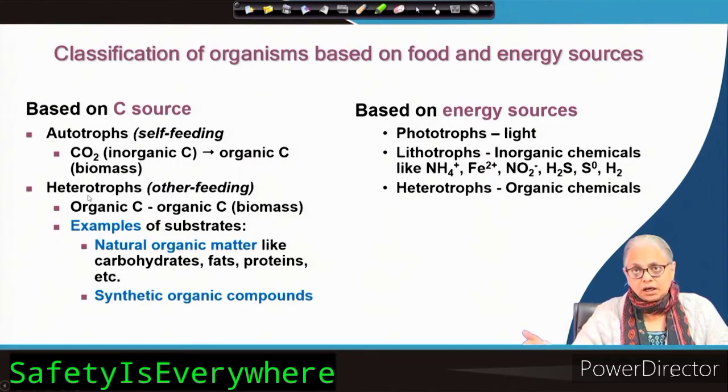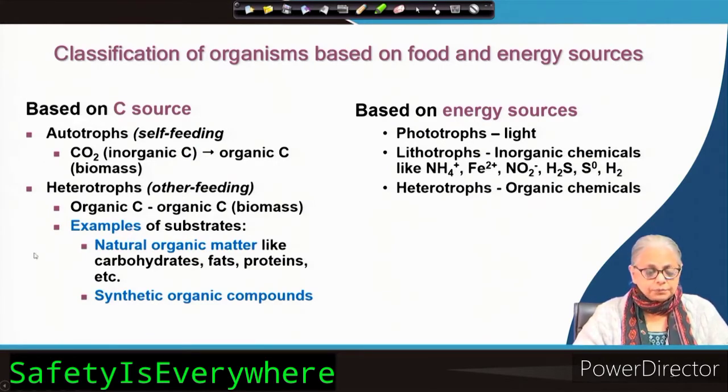Heterotrophs, which are feeding on other organisms, are therefore, in contrast to autotrophs, they utilize organic carbon that has been generated either by autotrophs or by other heterotrophs. For example, we are heterotrophs, but we feed on organic matter that has been created either by autotrophs or by heterotrophs. So organic carbon is then converted, we ingest food, we convert it to new biomass. So all heterotrophs, including human beings, are capable of taking organic carbon from other organisms and converting it to new biomass.